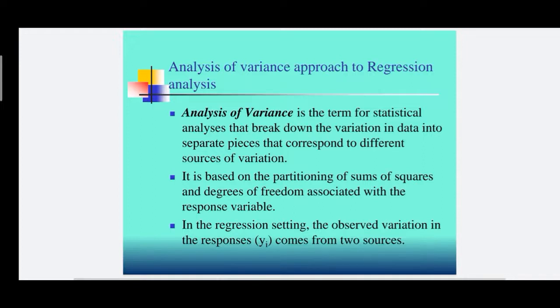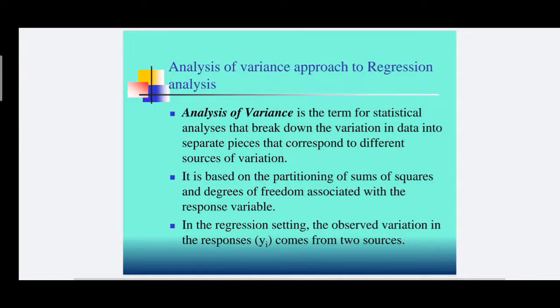So, semuanya berkenaan dengan deviation dan juga variation. It is based on the partitioning of sum of squares and the degrees of freedom associated with the response variable Y. So, kita akan partitionkan sum of squares. Kita akan ada SST, SSE dan juga SSR. Okay, and then dia punya degrees of freedom. We need all of this to create the ANOVA table.